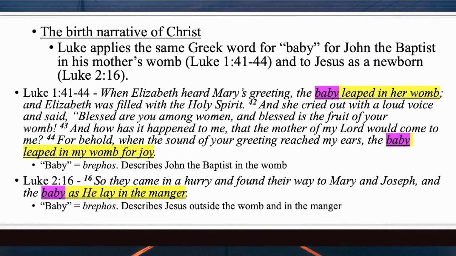Luke 1:41 to 44. When Elizabeth heard Mary's greeting, the baby leaped in her womb, and Elizabeth was filled with the Holy Spirit. So that's speaking about John the Baptist in the womb of Elizabeth, and it's called a baby. And the baby, John the Baptist, leaped in her womb. Verse 42. And she cried out with a loud voice and said, "Blessed are you among women," speaking to Mary, "and blessed is the fruit of your womb. And how has it happened to me that the mother of my Lord would come to me? For behold, when the sound of your greeting reached my ears, the baby," again inside the womb, "the baby leaped in my womb for joy."